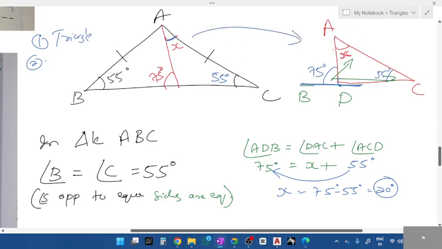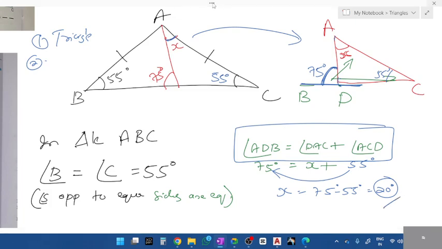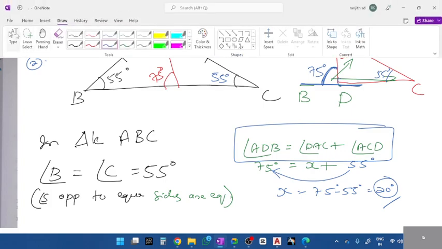So draw the second triangle separately like this. And for the second triangle, check if there is an exterior angle given. If an exterior angle is given, it's easy to apply the formula, right? Exterior angle is equal to the sum of the interior opposite angles. Apply that formula, you'll get the direct answer, 20 degrees. So you can start from the first triangle, or if you're thorough with all the concepts, you can start directly from the second triangle after applying isosceles.